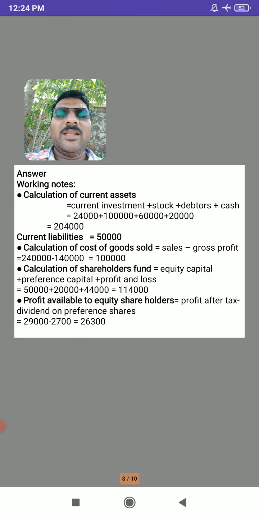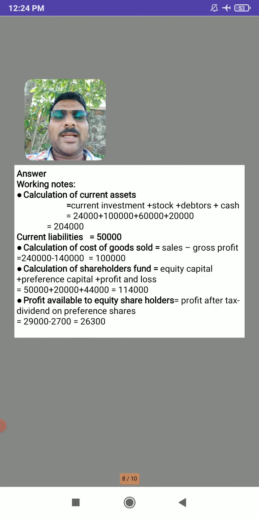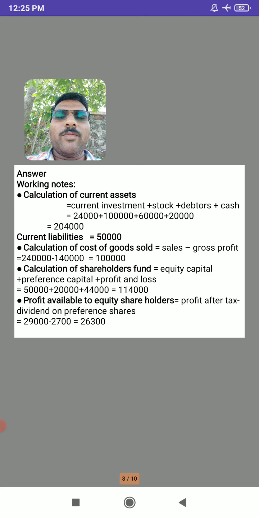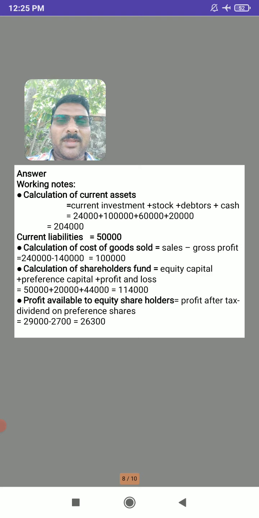So here I tried to explain all the ratios in a very systematic manner with simple problems and exercise problems, taking 5 marks and 15 marks questions, which is very helpful for your exam preparations. I hope you all understood all the sessions, the total chapter, the whole model.